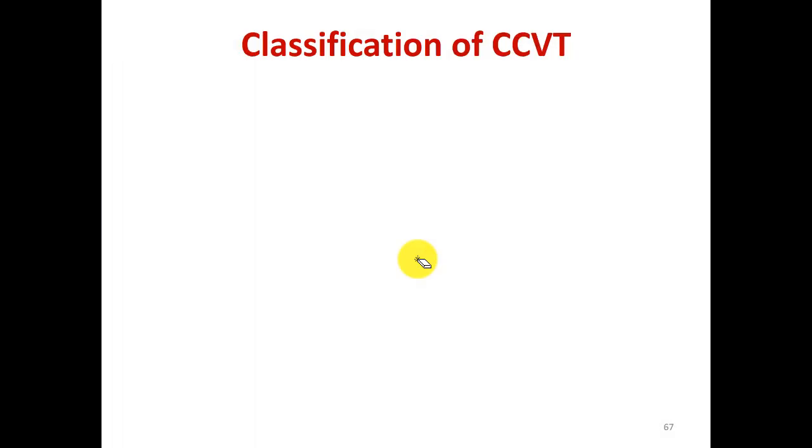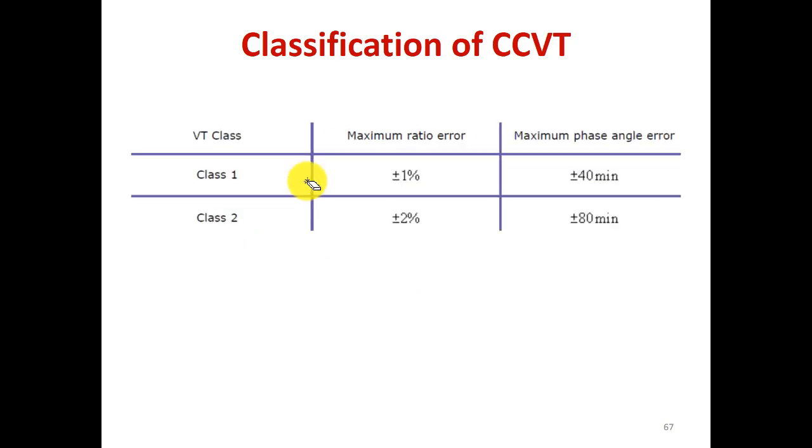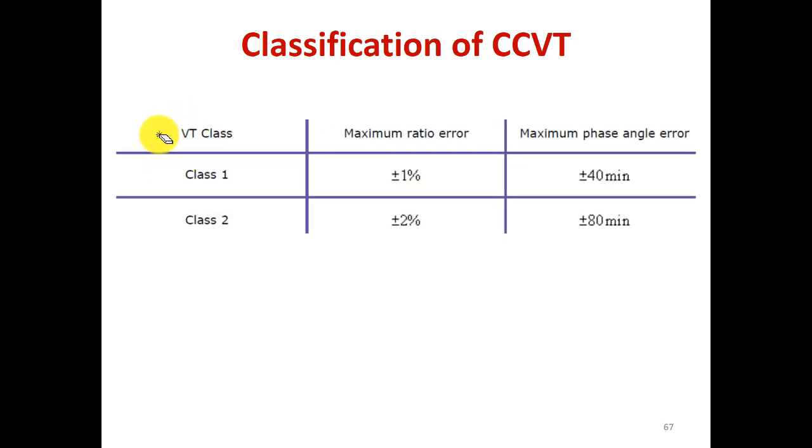Okay, so let us see the classification of CCVT. We have two classes of CCVT: class 1 CCVT and class 2 CCVT. So how will we differentiate or distinguish between these two? That is based on the maximum ratio error and maximum phase angle error.